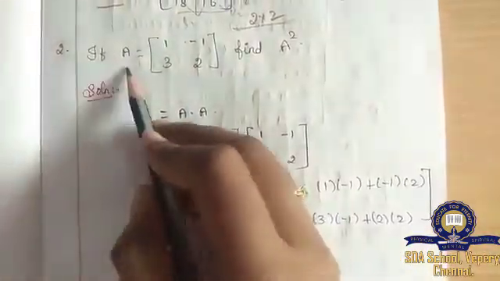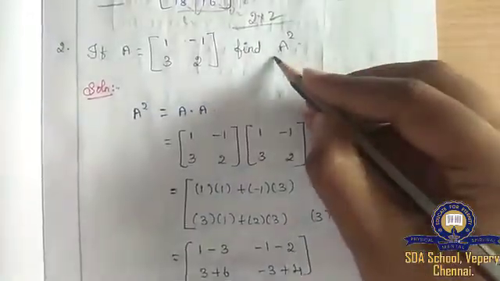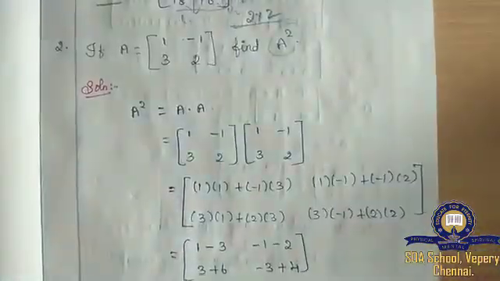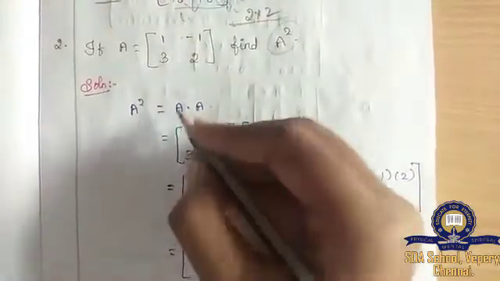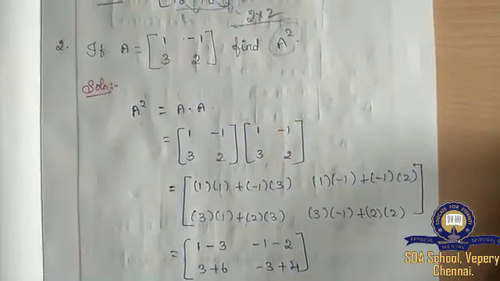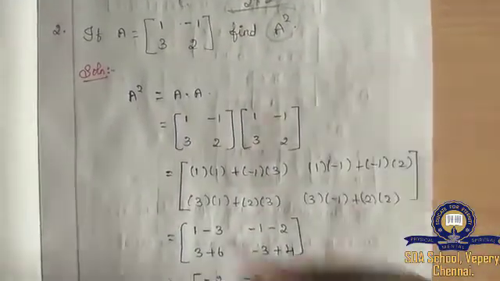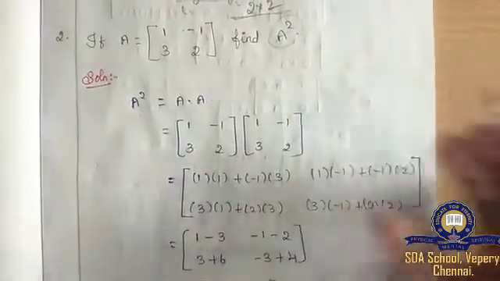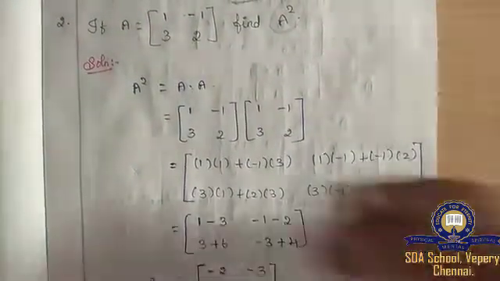What is given? If A is equal to 1, minus 1, 3 and 2. Here I am going to find out A square. How to find out A square? If you take A square, can I write it as A into A, which is nothing but A square, right? So here I am going to multiply the matrix A 2 times. So matrix A and matrix A. First we have to check whether matrix multiplication is possible or not. Am I right?